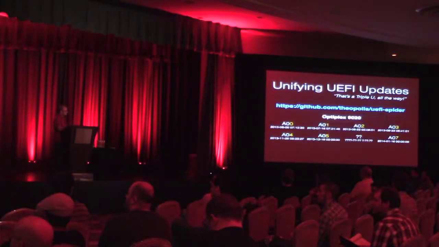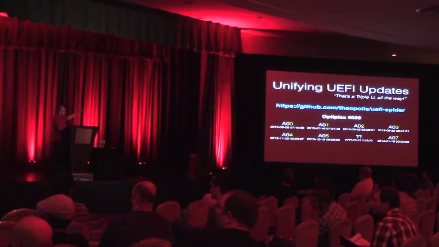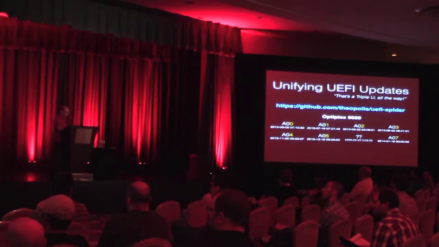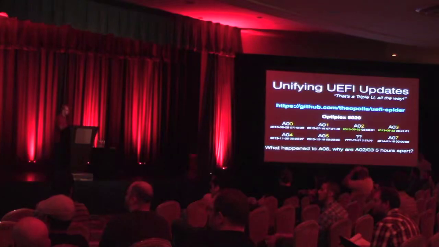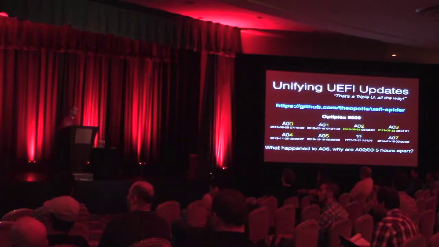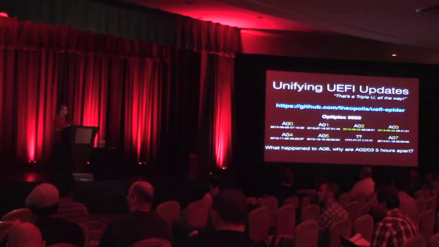For the Optiplex 9020, it's a Dell machine, you'll get something like, all right, there's A0 through A7 with a missing A6, and you'll get the update times for each one. And you can look at cool things like, hey, this was 5 hours apart. Why the hell did a vendor release an update for BIOS 5 hours after they just released one? Also with Dell, they're the kindest update vendor out there.